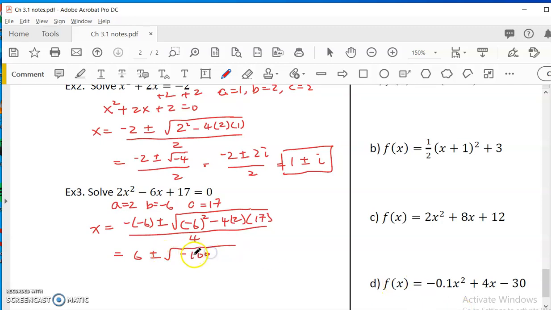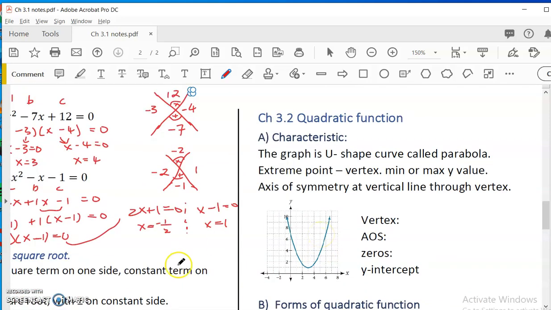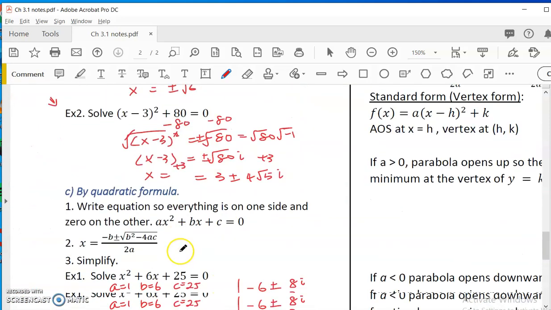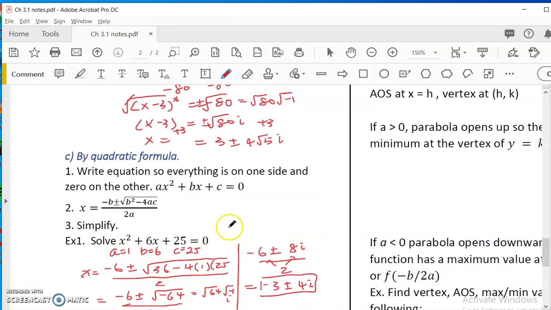So it's kind of like a perfect square, over 4. But it's negative, so we write it as 6 plus or minus square root of 100 is 10i, right? The square root of 100 becomes 10, divided by 4. So split it: 3 over 2, and then you simplify this plus or minus 5 over 2 i. Okay, so you can simplify it until the end. So that is the use of complex numbers. That's all for 3.1. You would run into a complex number when you solve a quadratic equation, when you try to do a square root of a negative number, and you would write it as i.